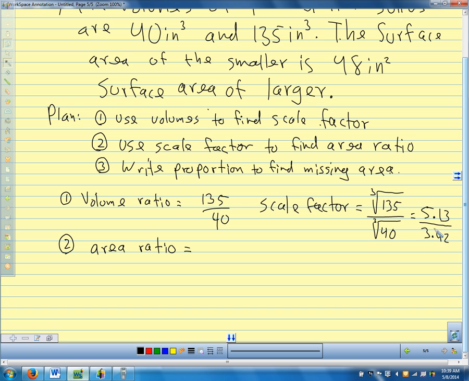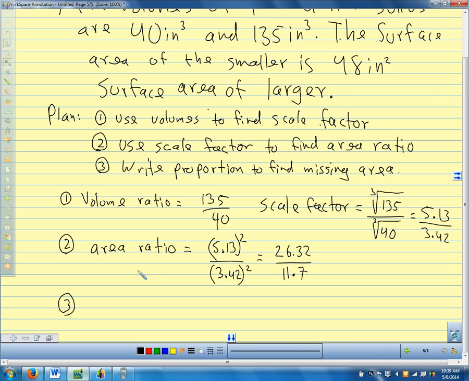Area ratio from the scale factor, what do I do? Square it, there we go. The area ratio is going to be 5.13 squared over 3.42 squared. Plug that in my calculator, square 5.13, and I get 26.32. Square 3.42, and I get 11.7. So there's my area ratio.